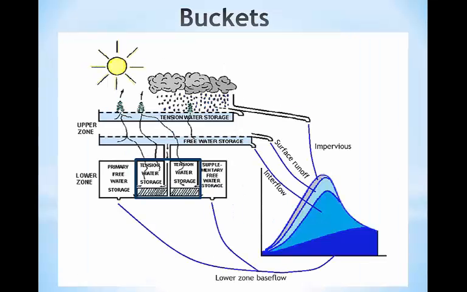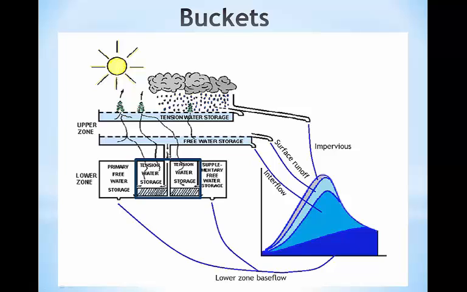Now we're going to walk through how the buckets fill and drain and how that ends up as a hydrograph. So when rain falls, first it's going into your upper zone tension water bucket. And that's just making the ground wet. Once that bucket is full and the ground is saturated, it's going to overflow into our free water bucket. As it fills, it's also draining laterally as interflow and vertically as percolation.